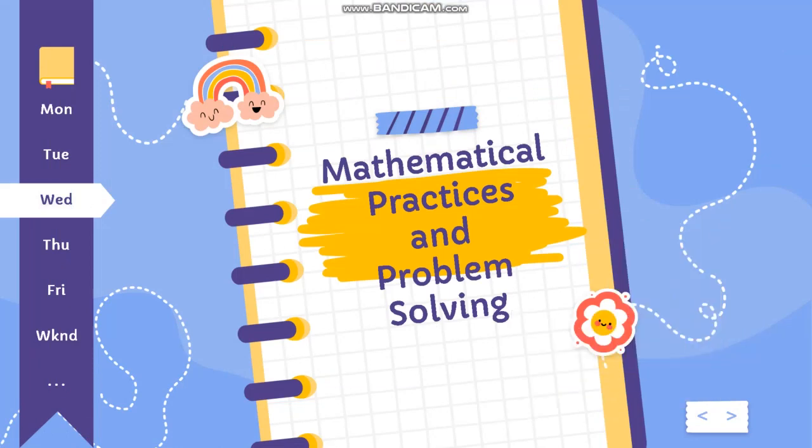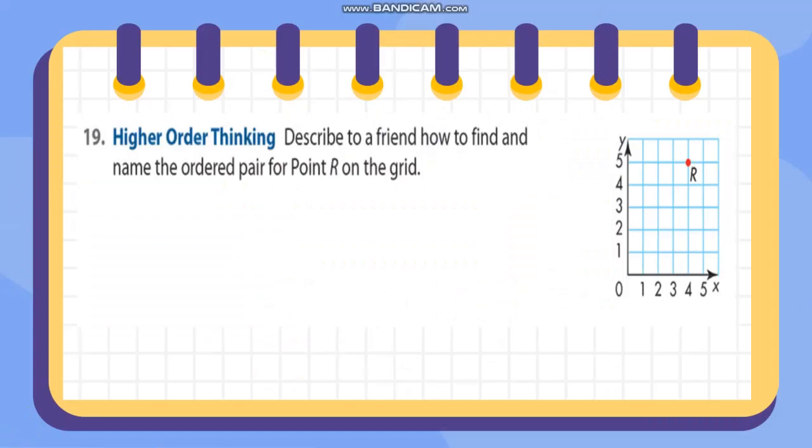Let's continue. Let's analyze the mathematical practices and problem solving. Question number 19. Let's describe to a friend how to find and name the ordered pairs for point R on the grid. As you can see, this is point R. So our first step is always start from the point of origin and going to the x coordinate. So how many units do we need to move from 0, 1, 2, 3, 4? Okay, then going up 1, 2, 3, 4, 5.